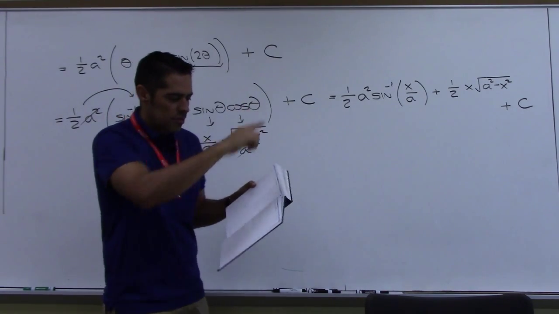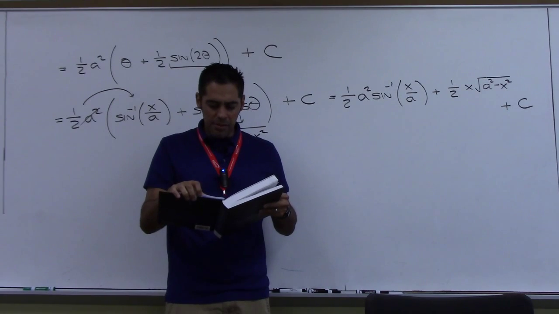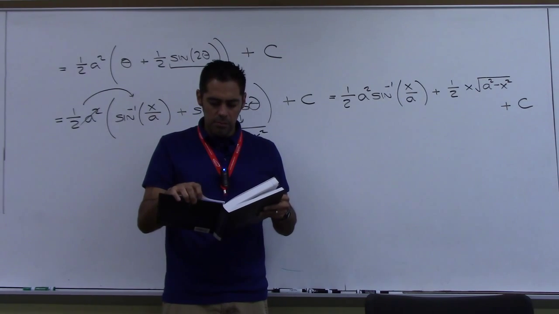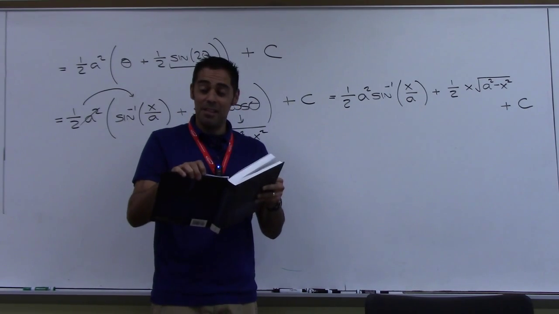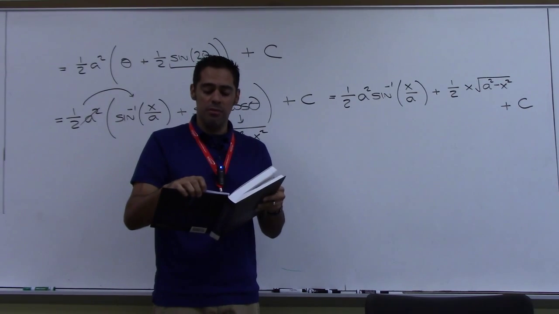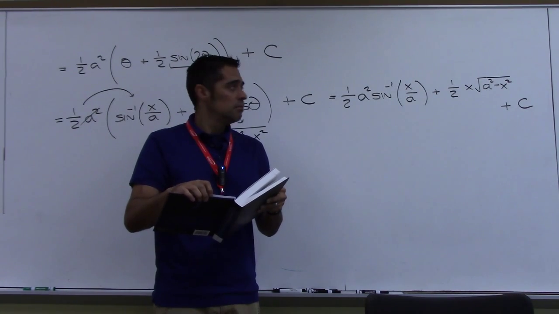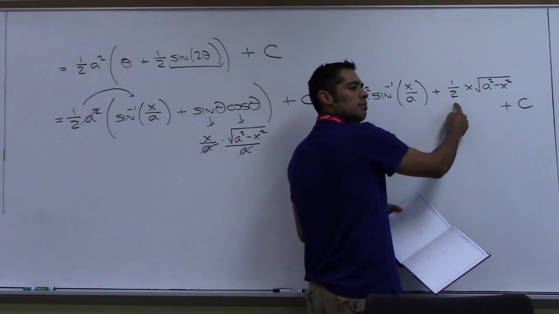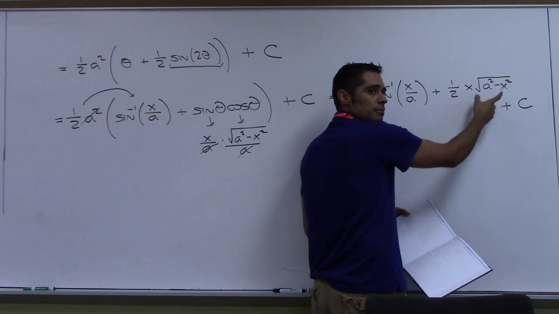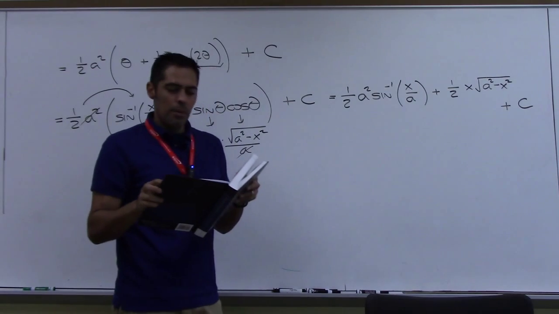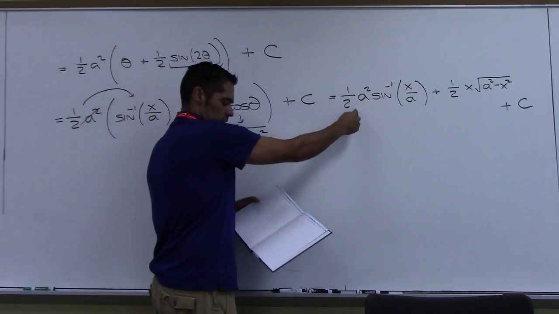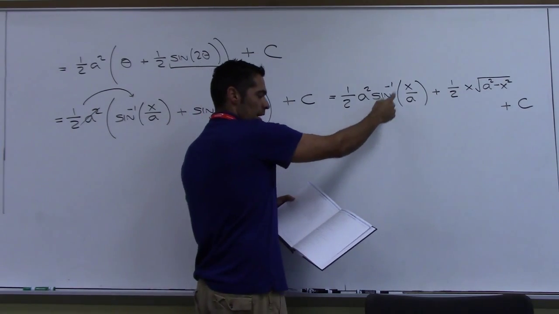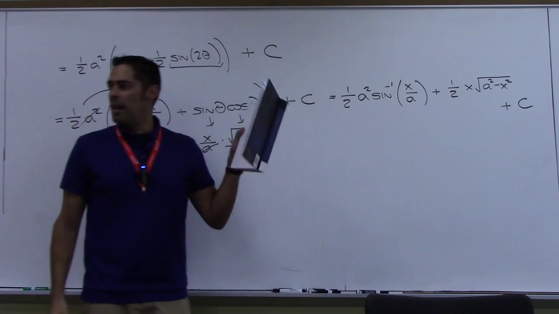Let me read it and you tell me if it's right. This is the way the formula is written: x over 2 times the square root of a squared minus x squared, plus a squared over 2 arc sine of x over a. So that is the formula.